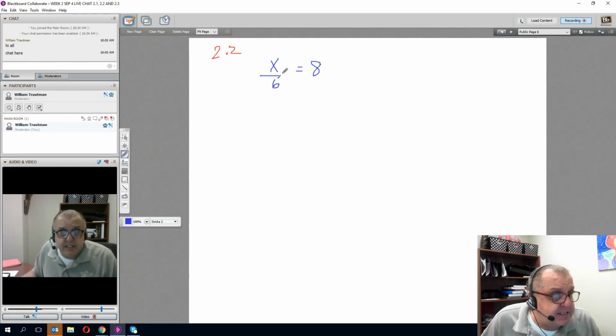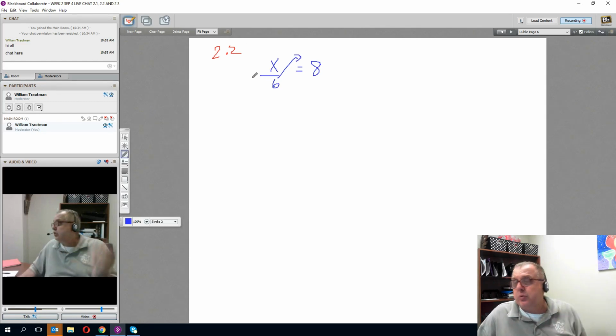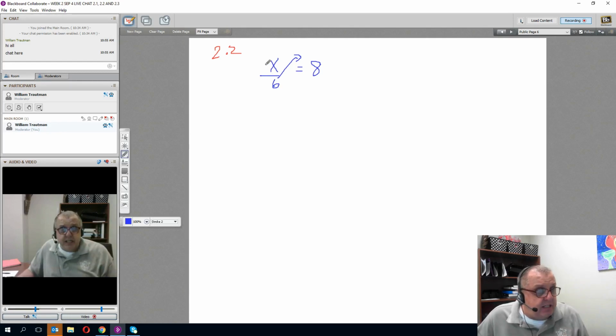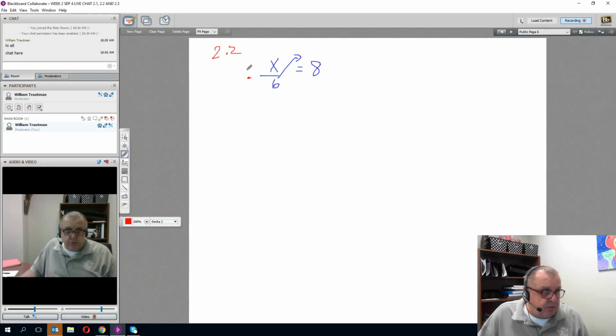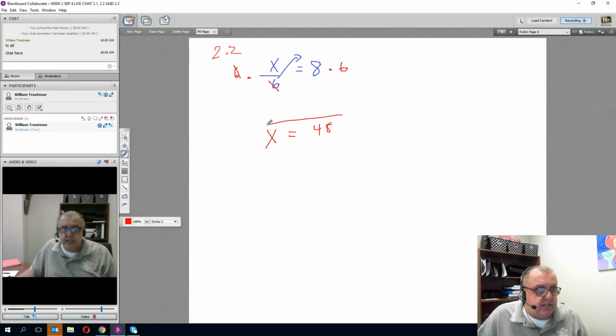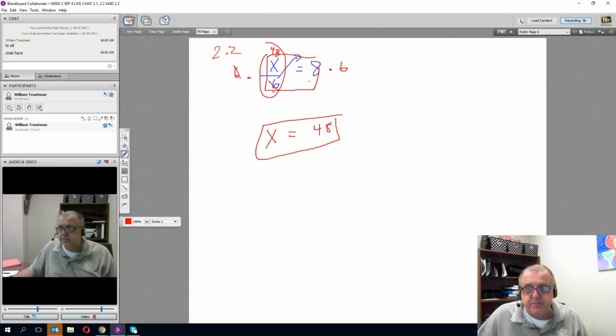So I need to get the 6 to the other side. What is the 6 doing to the x? It's dividing. X divided by 6. The opposite of dividing by 6 is multiplying by 6. So I multiply this side by 6, and I multiply this side by 6. 6 on top and 6 on the bottom cancel. 8 times 6 is 48. And there's my answer. Do you see in the original problem, 48 divided by 6 does equal 8 over here. That's in the original problem. If you plug it back in, you should get a true statement.